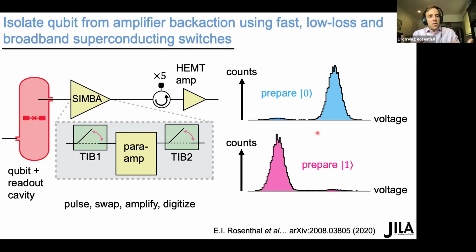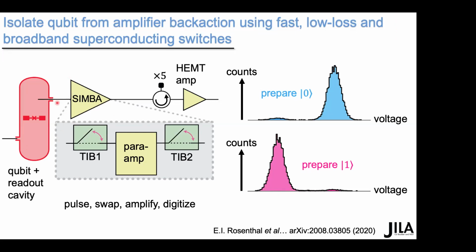And so doing that, we can get histograms that look like this. Blue is what I measure at room temperature when I prepared the qubit in the ground state, pink when I prepared it in the excited state, and they're well separated. So we can make this projective single shot measurement now using this approach, which has removed the circulators before the first amplifier.